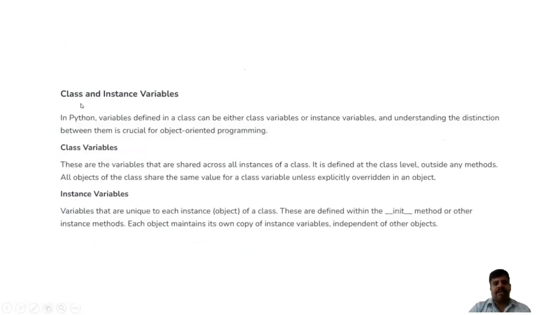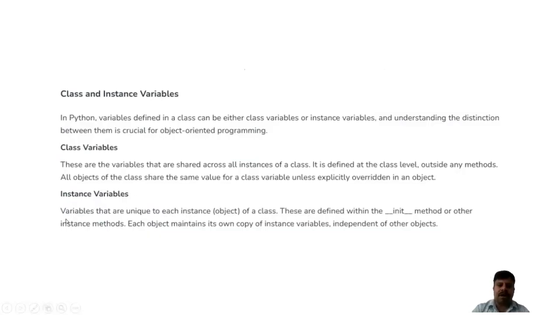So what is the difference between class and instance variables? In Python, variables defined in a class can be either class variables or instance variables, and understanding the distinction between them is crucial for object-oriented programming. Class variables are the variables that are shared across all instances of a class. It is defined at the class level, outside any methods. All objects of the class share the same value for a class variable unless explicitly overridden in an object. If you overwrite that in the object, then it will be different.